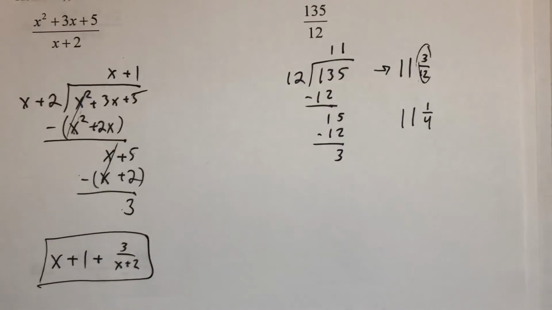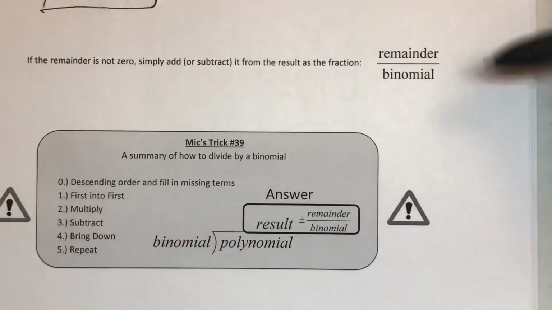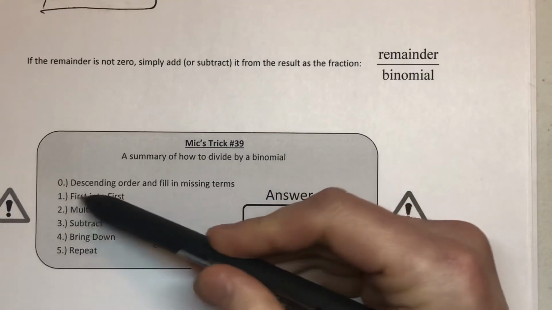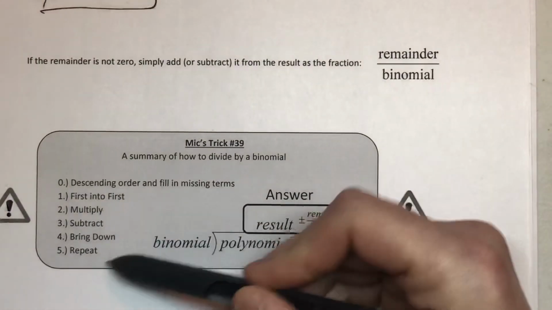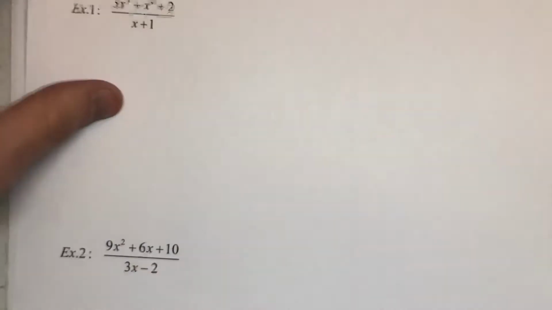And so that's our form if we have any kind of remainder left over in these long division problems. And that's basically all this bottom of the page is saying, the remainder over the binomial, and just kind of a summarizing of that first into first, then multiply, subtract, bring down, repeat, cycle. Okay? So with that, let's just take a look at a couple more.